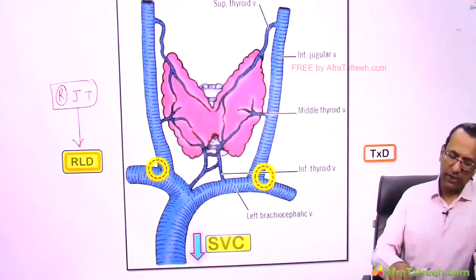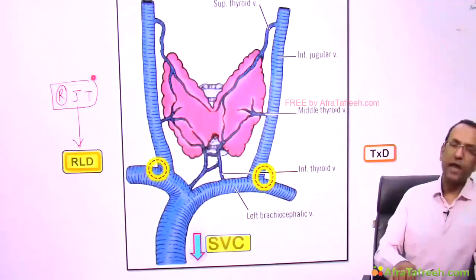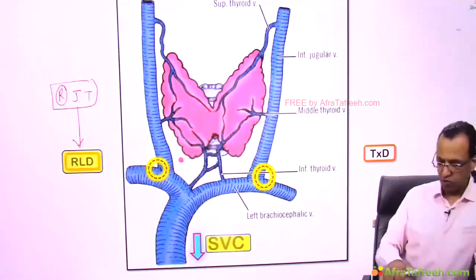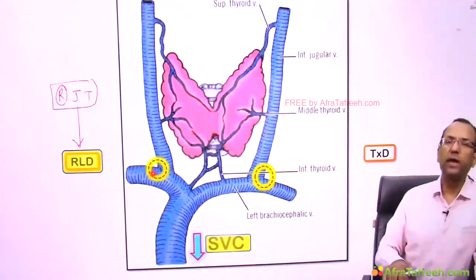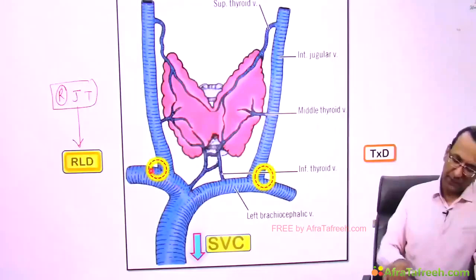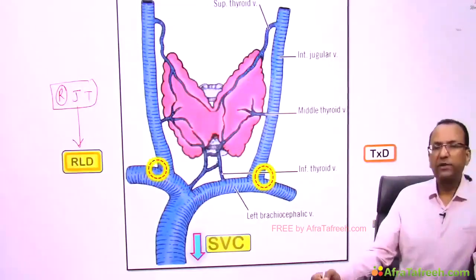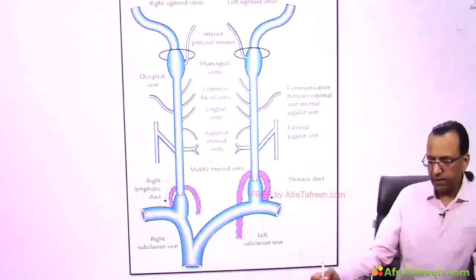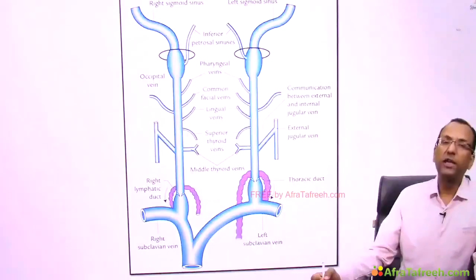So the head and neck region on the right side will drain the lymphatics into the right jugular trunk and into the right lymphatic duct, into the right venous angle, which is also the beginning of the right brachiocephalic vein. This is the diagram which we are supposed to draw now. Let's draw the diagram. But before we draw the diagram, we should have some additional information.